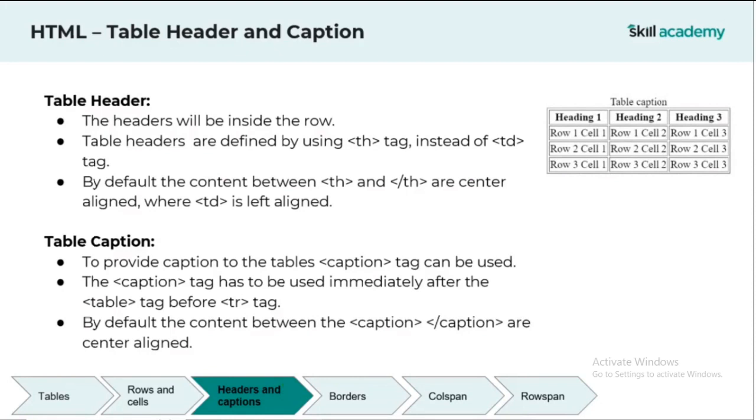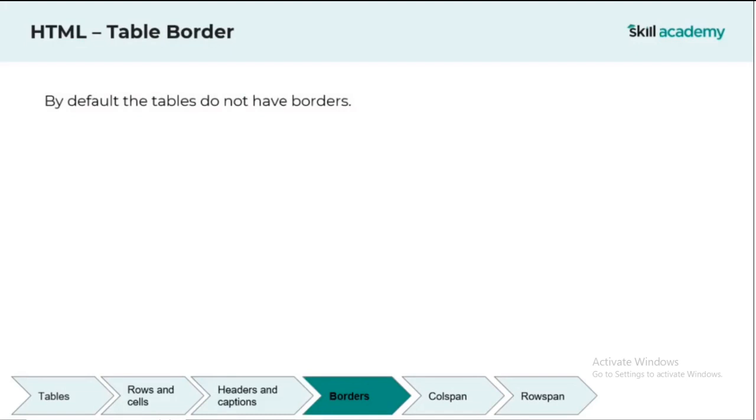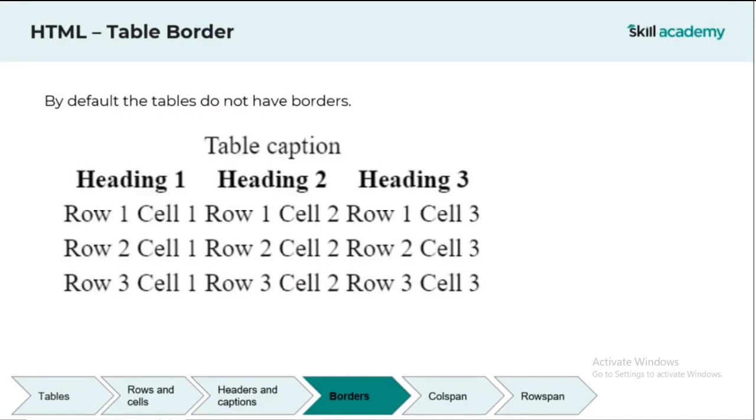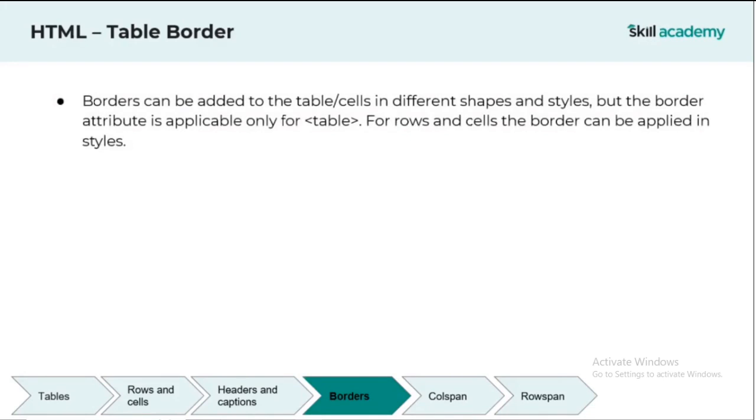Now before I take you to the practical part, one more concept I would like to discuss with you: table border. By default, the tables do not have any borders. That means the moment when you are going to create a table, this is how your table will look. Now, if you want to add borders to your table, we can use an attribute named as border.